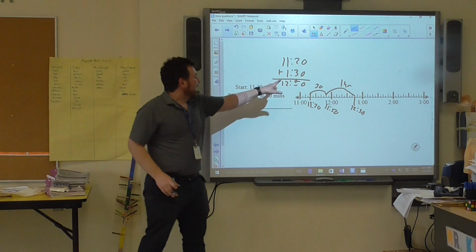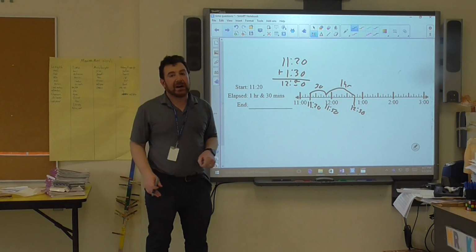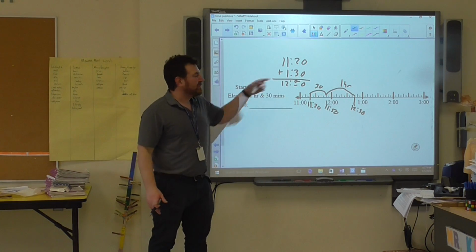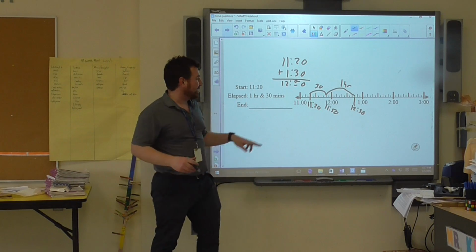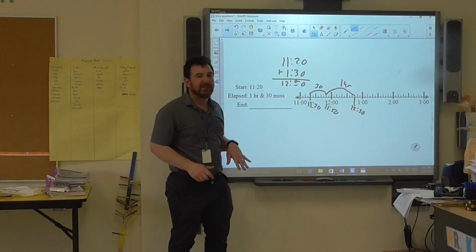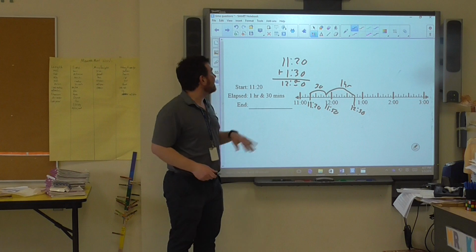Both work. Again, if I was a little bit closer, if this was 12:20, I'd have to be careful because it would switch to 1 o'clock. I'd have to be somewhat careful. That's where my number line would be helpful. I don't think we have any of those on the work, so you might be okay.